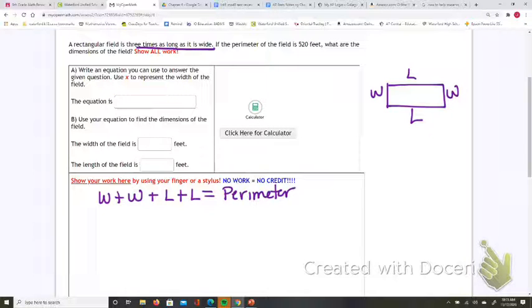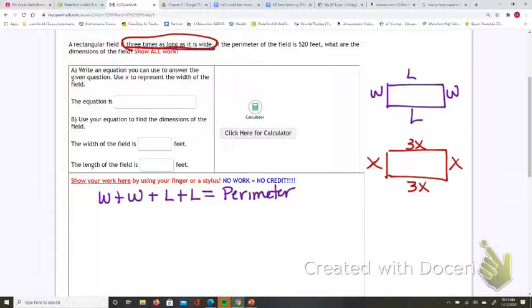Okay, now we're going to go draw a new rectangle. And the W's are going to be the X because the short side is always the X. Now the length, it says it's 3 times as long. So do you see that it says 3 times? So it's not 3 more, which would be adding 3. It's 3 times, which is multiplying by 3. So that means that this is 3x and this is 3x.